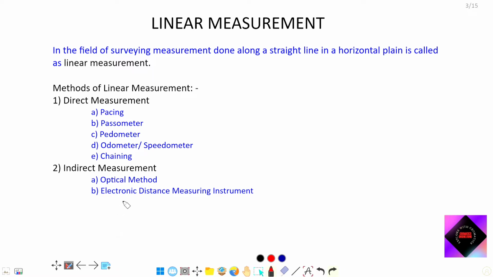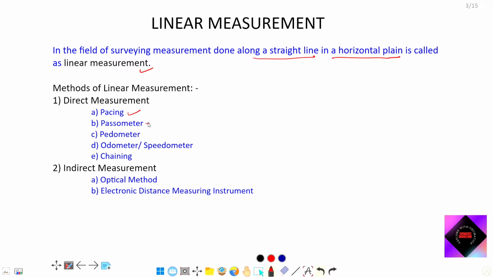So linear measurement: if we are doing measurement along a straight line, for example, measuring distance in a horizontal plane, then the measurement is called linear measurement. There are several ways of doing linear measurement. For example, pacing, manual counting of your pace.